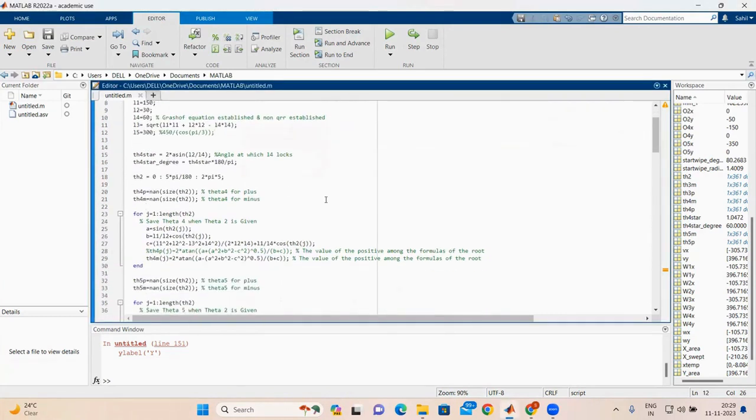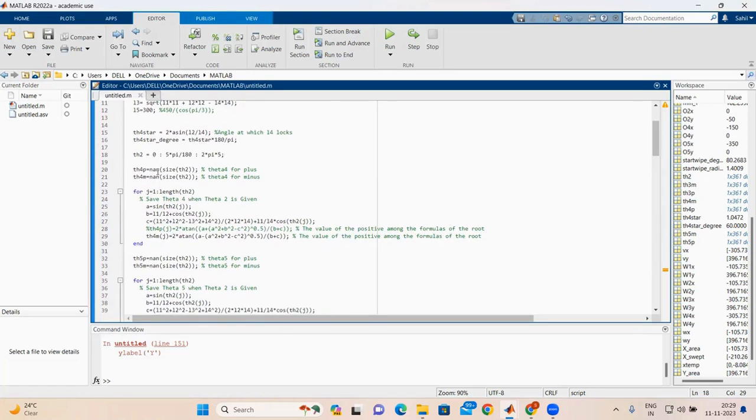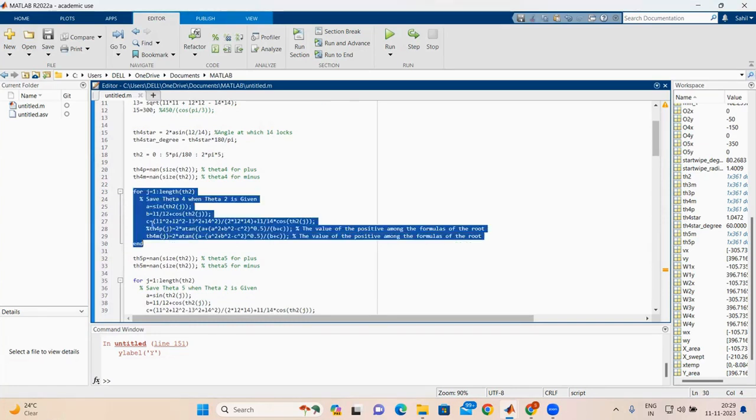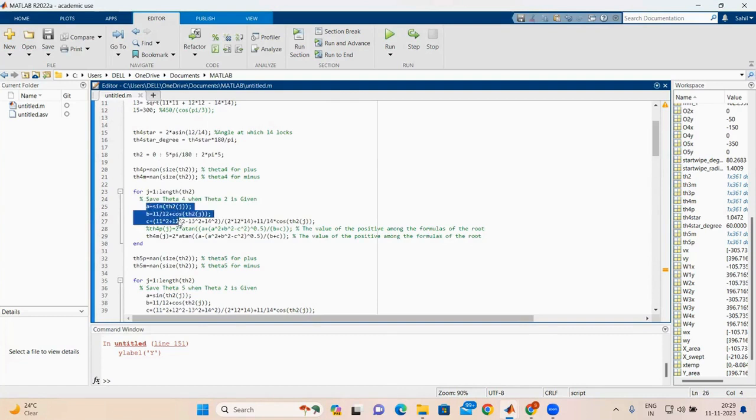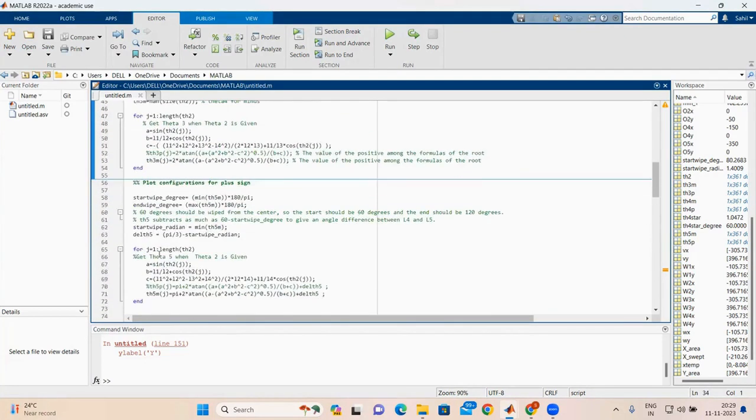Next, we calculated theta 4, that is the angle at which L4 locks. Then we created an array of theta 2 values from 0 to 5 pi by 2, at an interval of 5 pi by 180. Next, we calculated all the values for theta 4, positive as well as negative, corresponding to the values of theta 2. We ran one loop for that, and used 3 intermediary variables and some formulas that have been stated here. Similarly, we calculated the values for theta 5 and for theta 3.